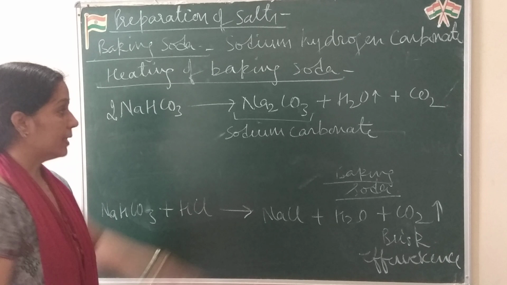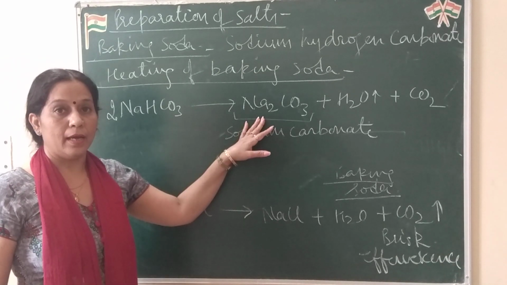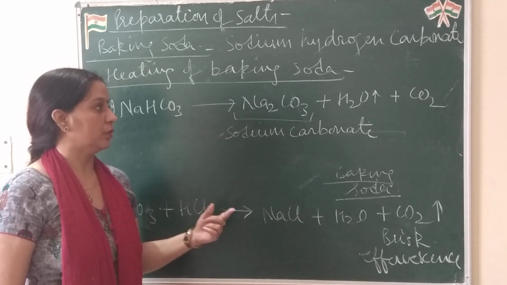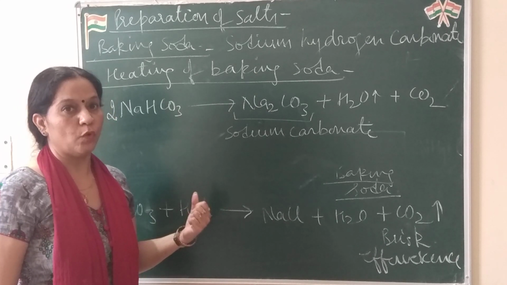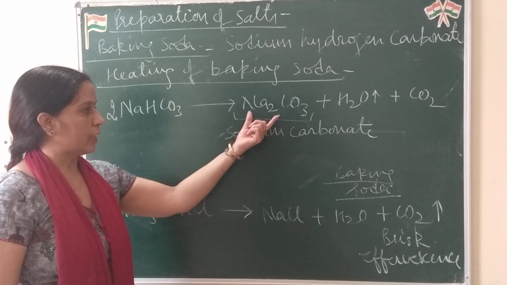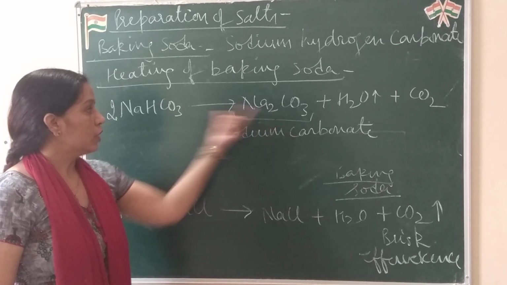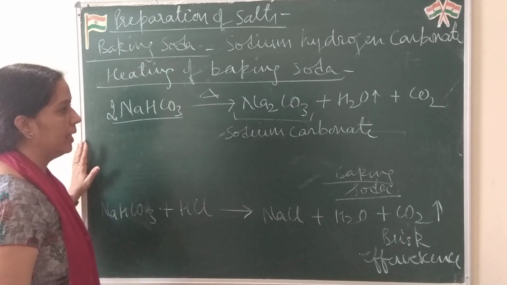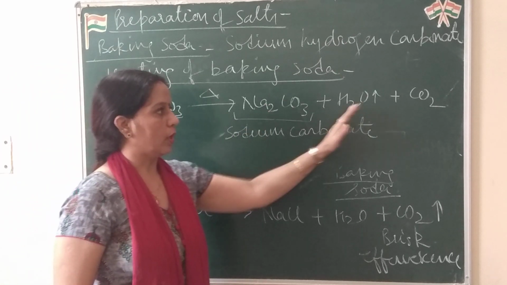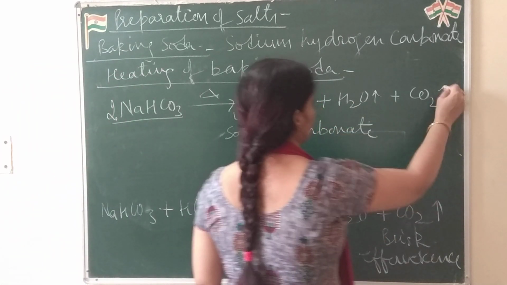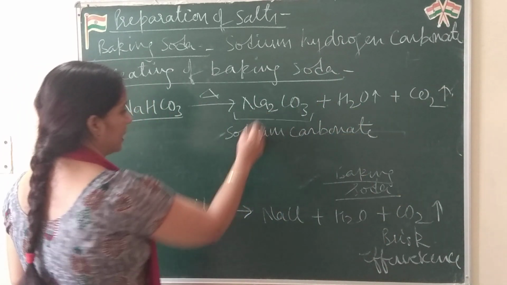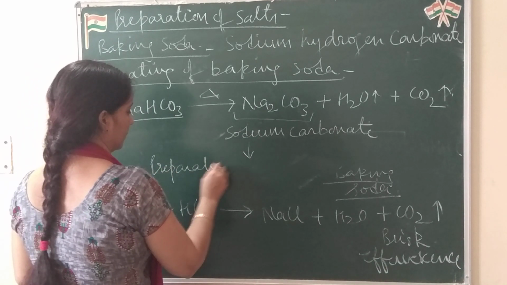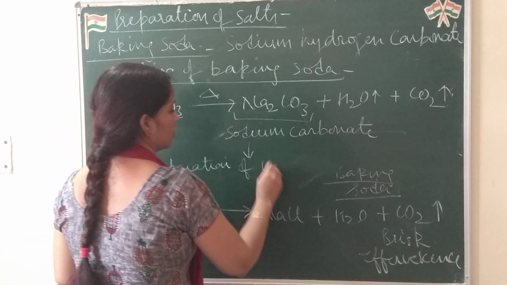Sodium carbonate is used for the preparation of the next salt that we are going to study, another compound, that is washing soda, because washing soda is prepared from sodium carbonate. So when sodium hydrogen carbonate is heated, it gives sodium carbonate, water and carbon dioxide. This is further used in the preparation of washing soda.